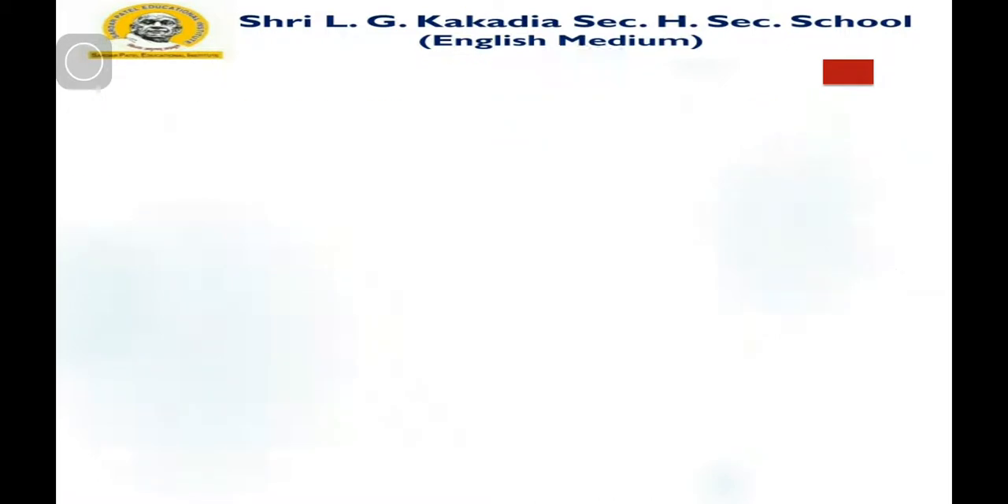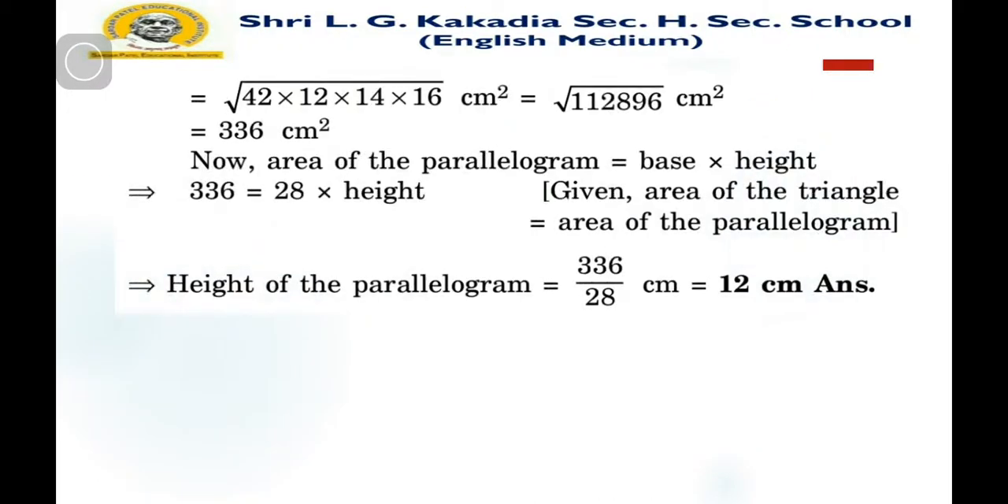Hence, it is equal to the square root of 42 into 12 into 14 into 16 centimeter square, which is equal to the square root of 112896 centimeter square, which is 336 centimeter square. Now the area of the parallelogram is base into height.